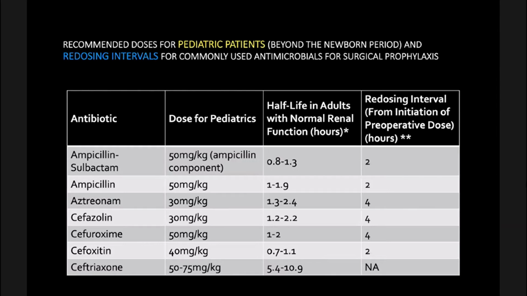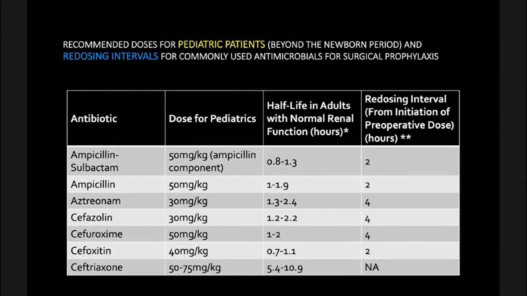Okay, so this was what I was mentioning earlier, that in the middle of the surgery, if in prolonged surgery, you can give an intra-op dose of your antibiotics. This is based on the half-life. Let's say for example, if you gave preoperatively 2 grams of cefoxitin, your dose is about 40 milligrams per kilogram for pediatrics. For adults, you can give 2 grams pre-op.